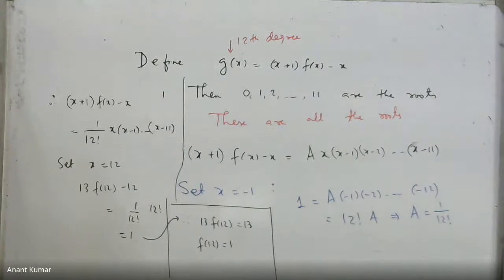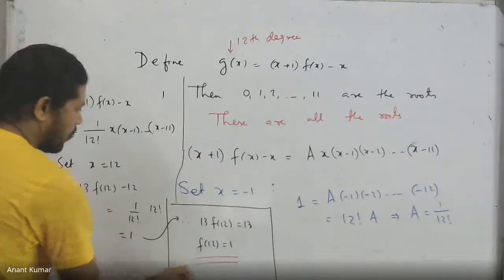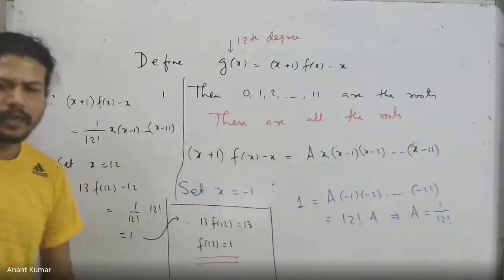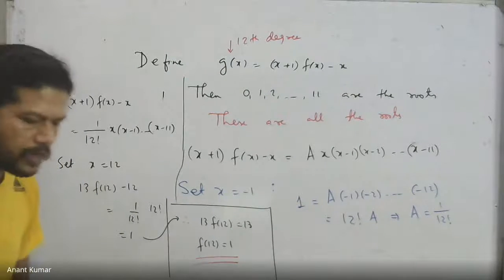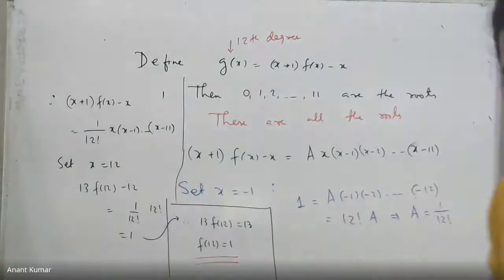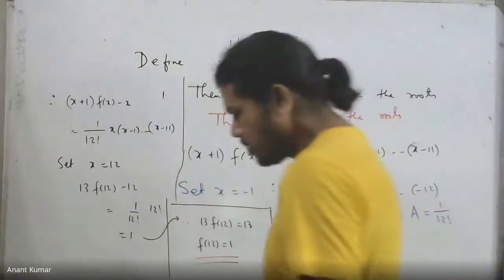F of 12 is therefore equal to 1. Okay, so that is what we have. And that will be all for today, by the way. Maybe I can give you some more questions like this if you have done that assignment over there. And we should try to move ahead from equations.